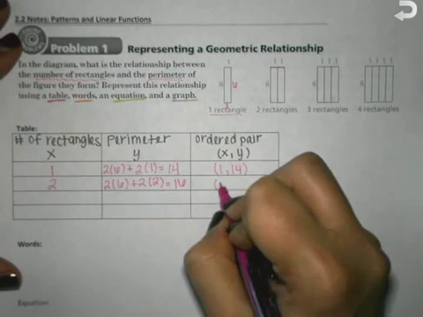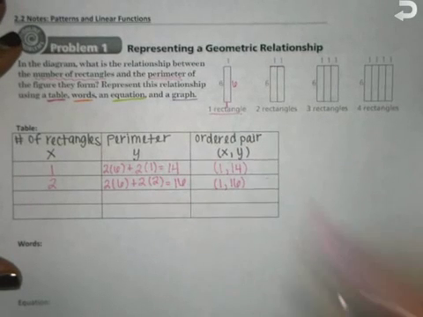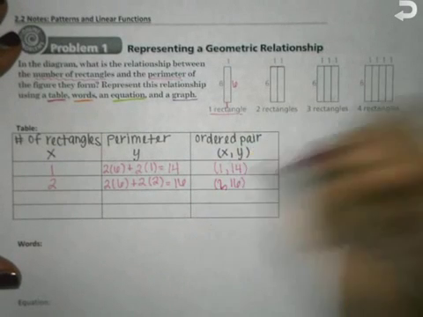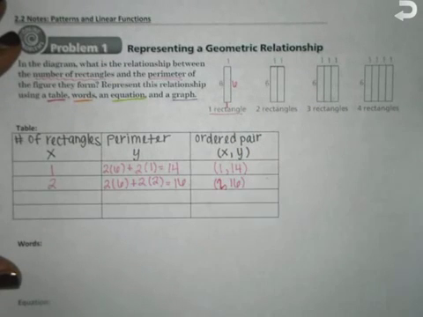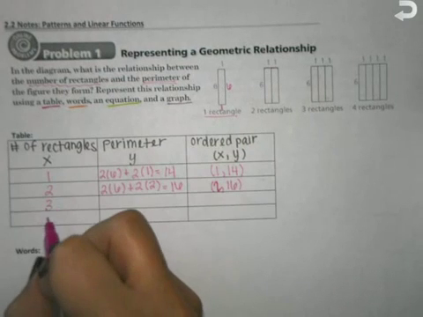So our ordered pair is going to be 1, 16. I mean, 2, 16. You guys, I did that last period too. 2, 16. Sorry. Okay, so will you finish the chart for 3 rectangles and 4 rectangles?